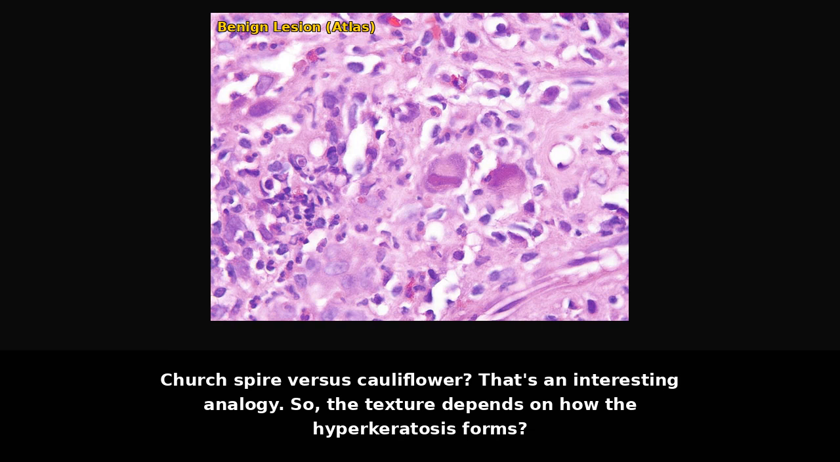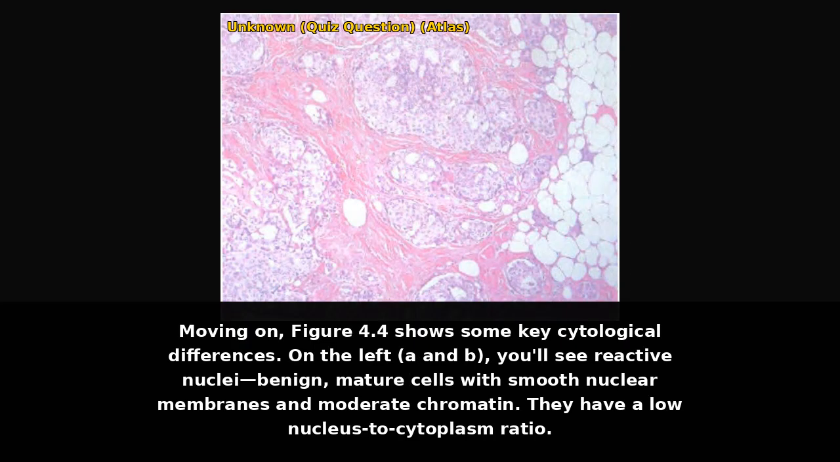So the texture depends on how the hyperkeratosis forms. Moving on, figure 4.4 shows some key cytological differences.